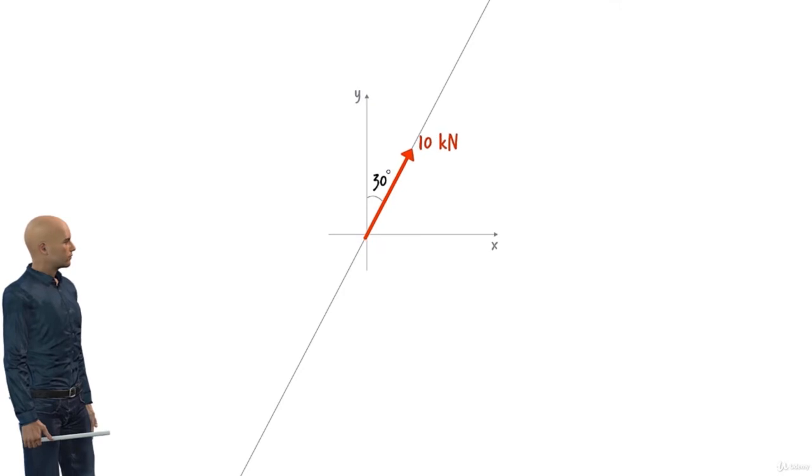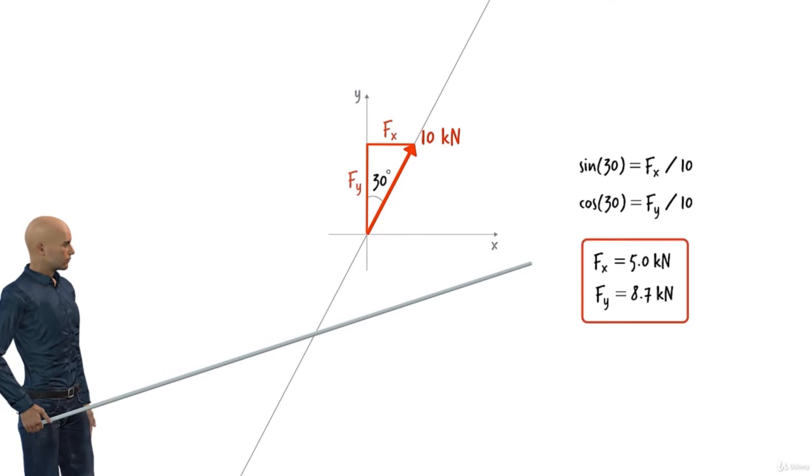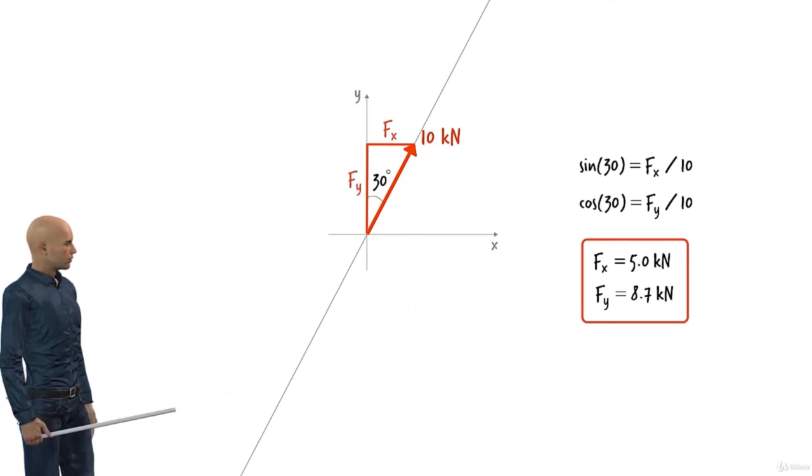Let's place the tail of the vector at the origin. Here is our right triangle in which the 10 kilonewton force acts as the hypotenuse. Label the length of the horizontal side fx and refer to the vertical side as fy. Then solve for the side lengths using the definition of sine and cosine, like this. Here are the vector components.